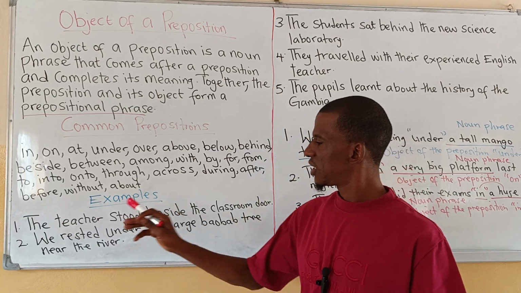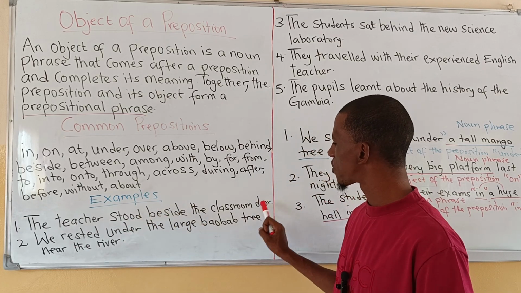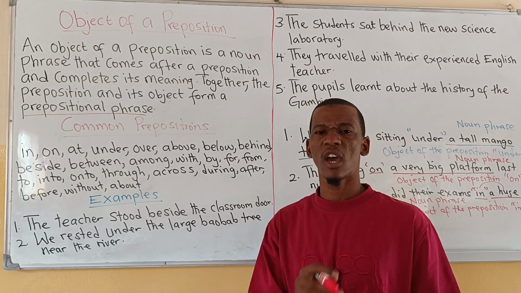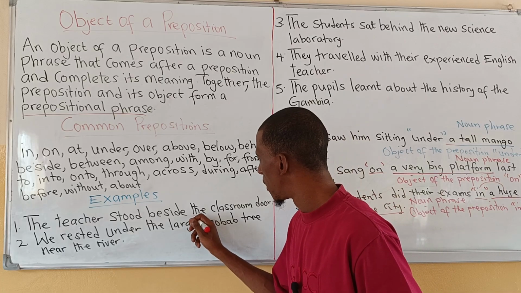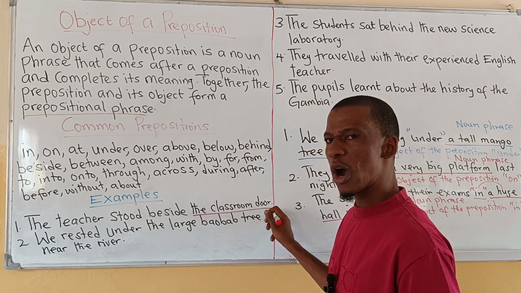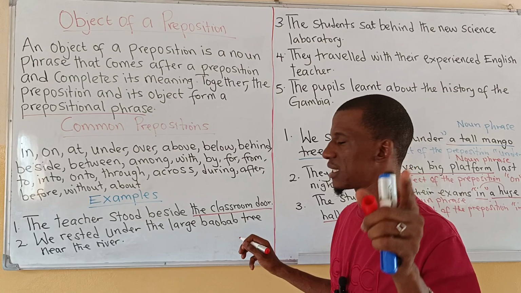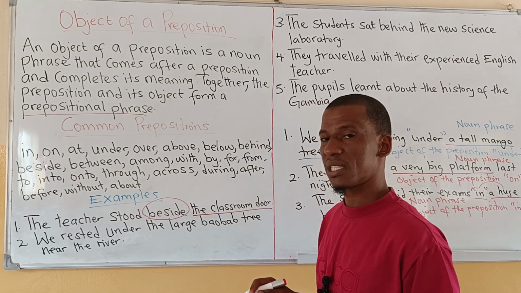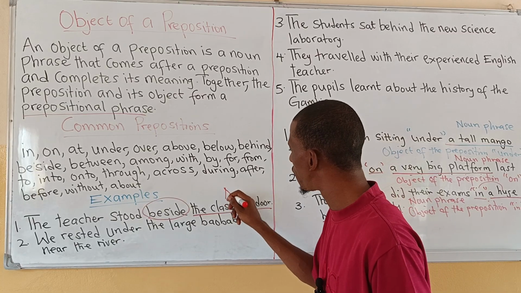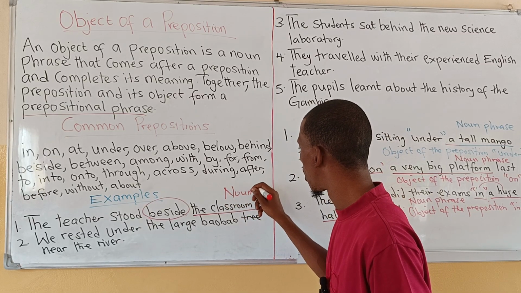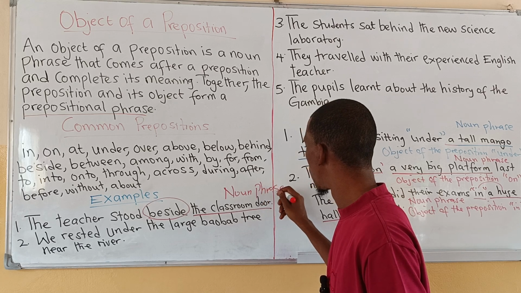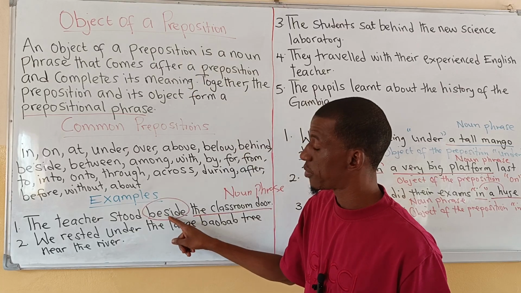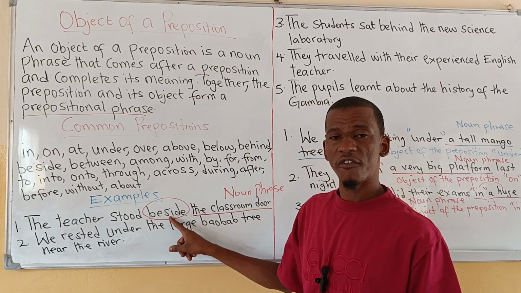Number 1 reads, the teacher stood beside the classroom door. What is our noun phrase? Our noun phrase is the classroom door. Now, before the noun phrase, is there any preposition? Yes, there's a preposition. Beside is our preposition here. So we can conclude that this is a noun phrase, of course. And the function is, it functions as the object of the preposition beside.